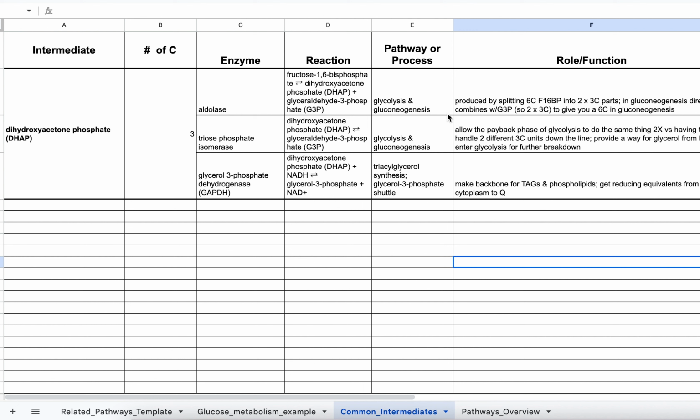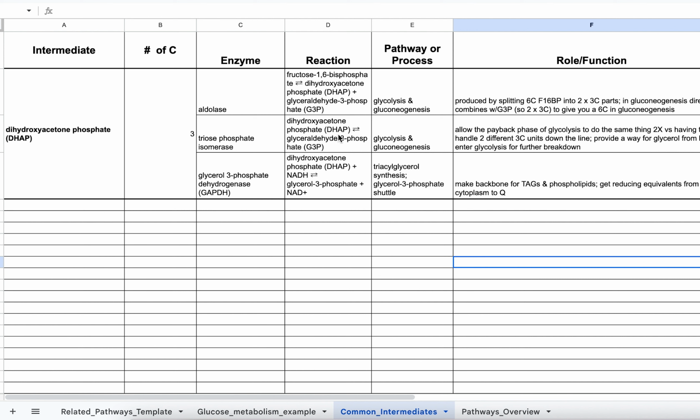We also can talk about how we generate dihydroxyacetone phosphate. One of the other ways we can generate it is by splitting a 6-carbon F16BP into 2 3-carbon parts. And if we want to join 3-carbon parts together, now we can do that. We can take dihydroxyacetone phosphate, join it up with the G3P, and voila, now we've got our F16BP. We can continue on in our gluconeogenesis and things.